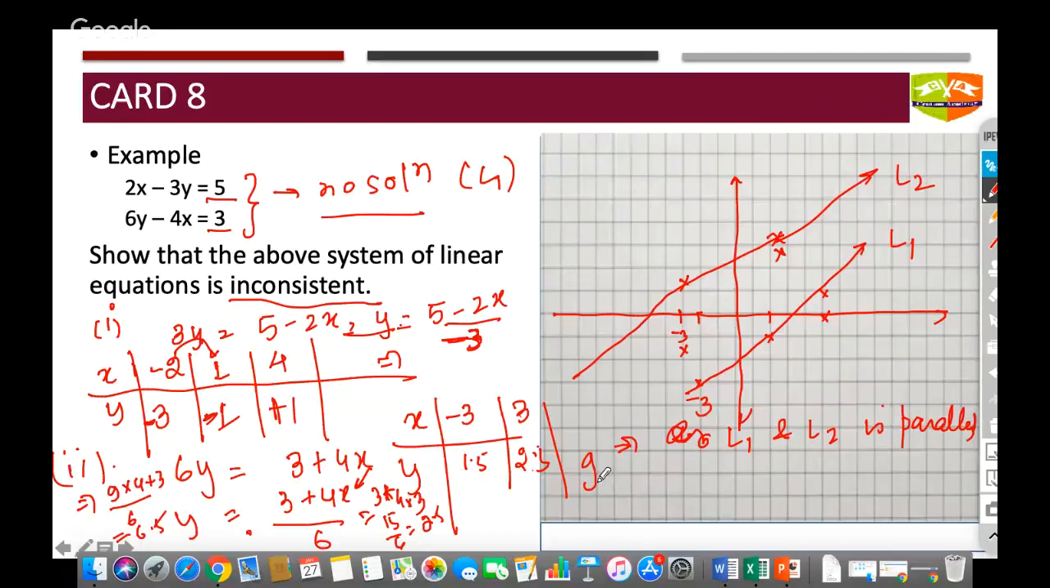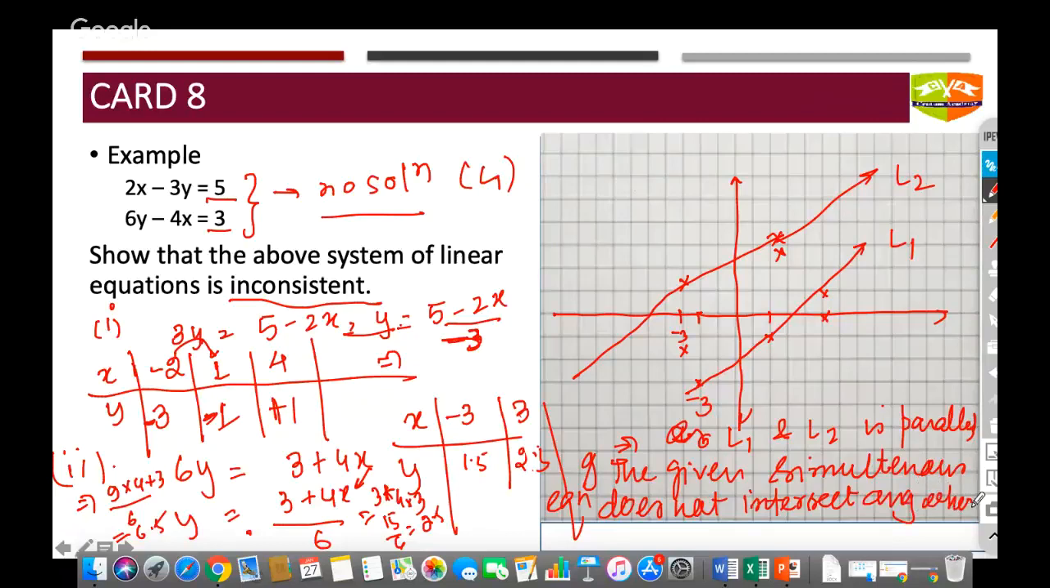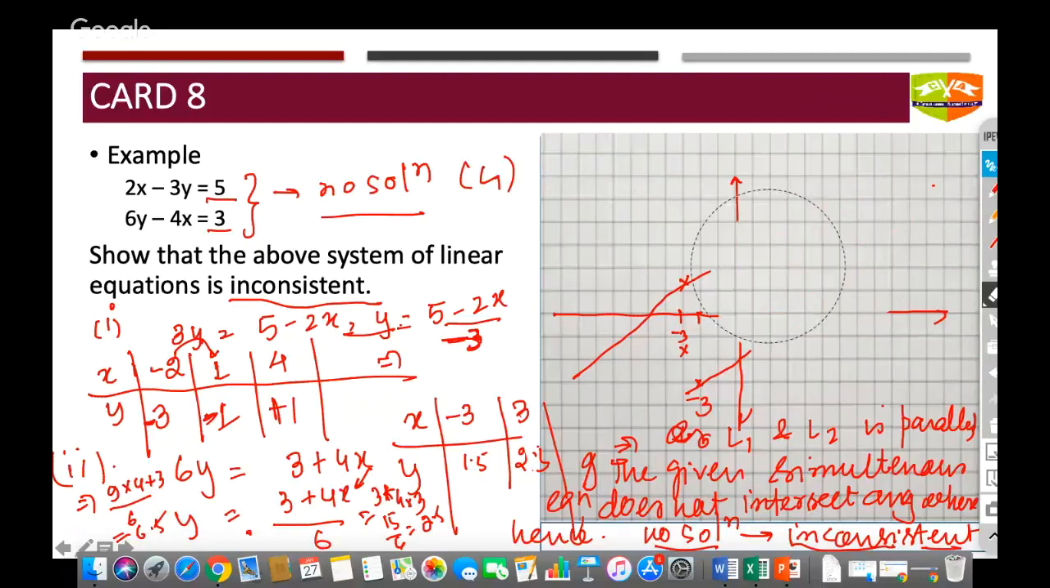The given simultaneous equations do not intersect anywhere, hence no solution, and hence inconsistent. So first we will have to write that it has no solution, and then we will write that it is inconsistent. So this is how it is.